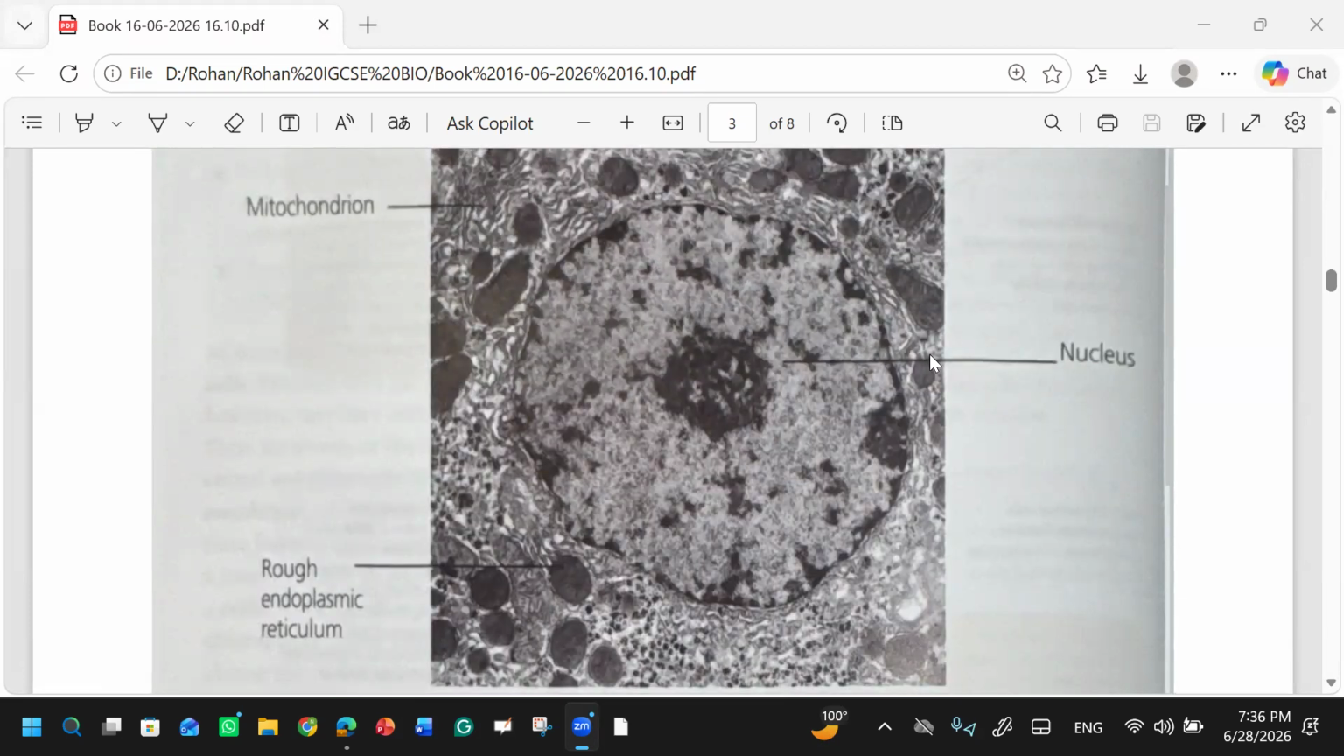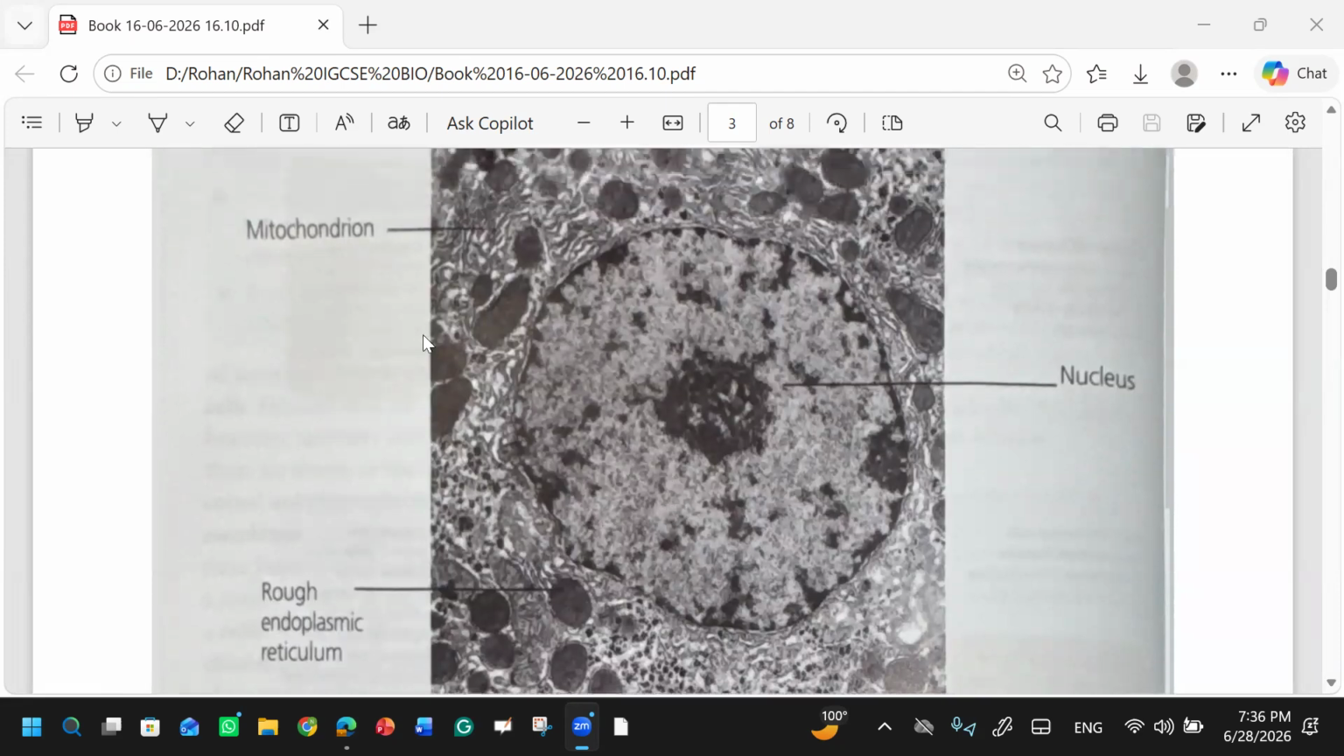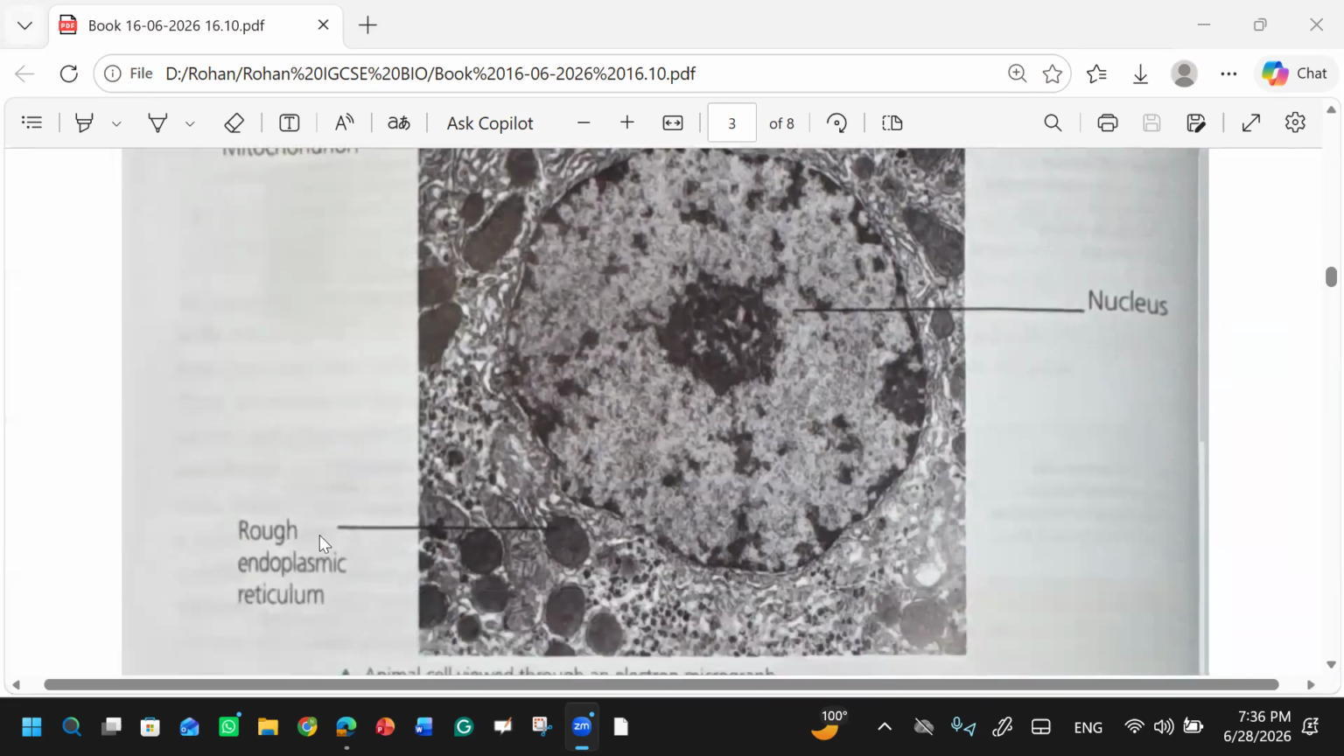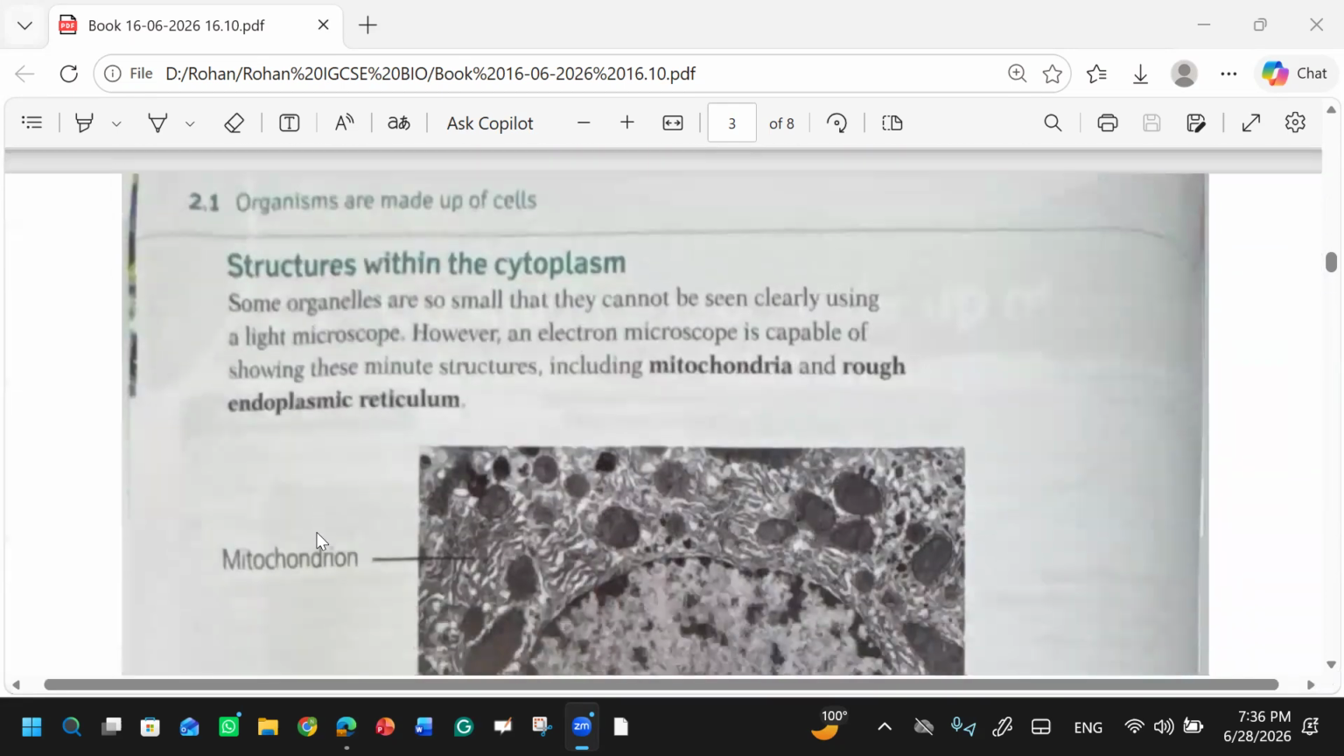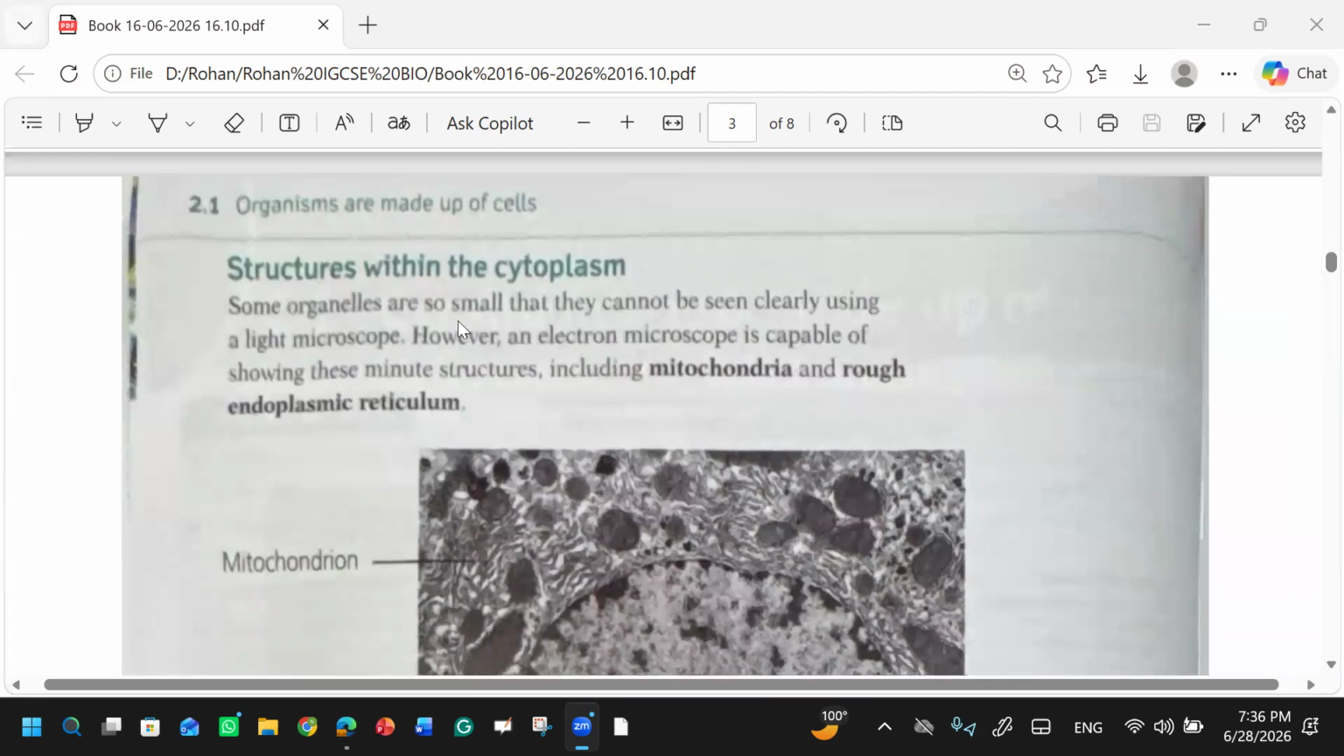A simple microscope cannot give you this much resolution. To go up to maximum resolution, we use an electron microscope. Just as I told you, the scanning electron microscope or the transmission electron microscope. Over here they have mentioned mitochondria, nucleus, rough endoplasmic reticulum. Some organelles are so small that they cannot be seen clearly using a light microscope. To visualize these things, you need a microscope of more resolving power, and that is the electron microscope.